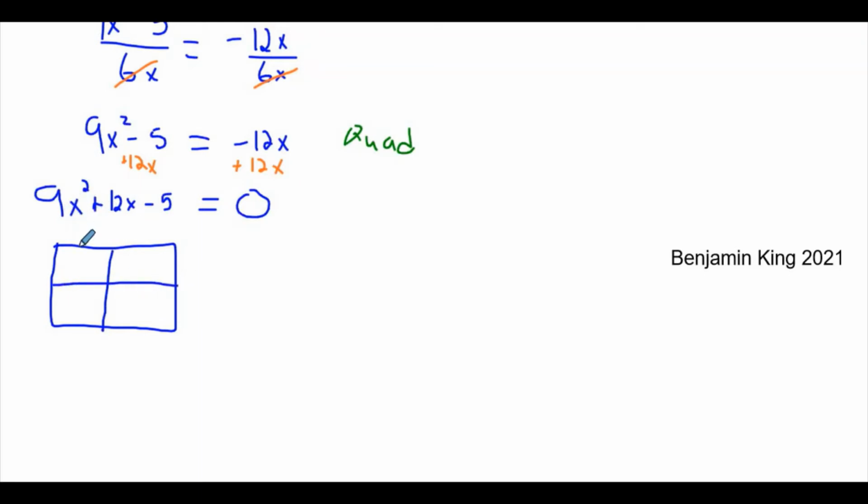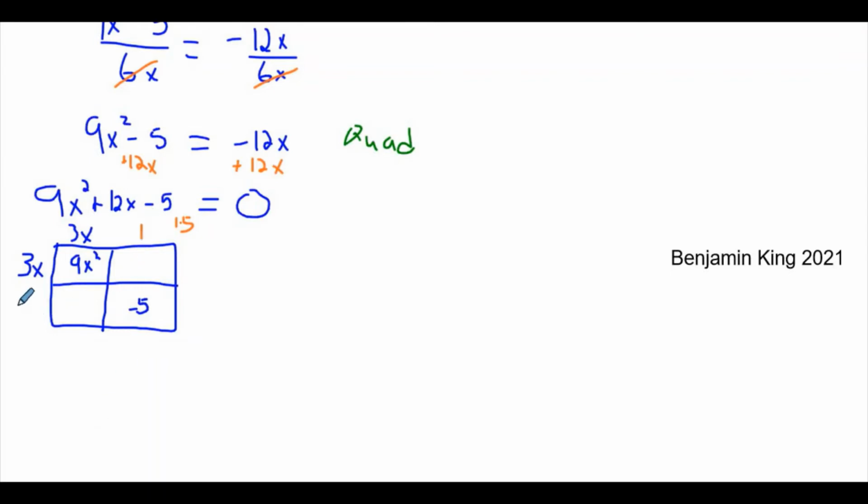I'm going to try for 9x squared, which is locked in. Remember, we lock in 9x squared. We lock in negative 5. I'm going to try 3x and x. Again, if it doesn't work, that's okay, right? That's what we have to learn about any method for factoring. There is a little trial and error. So 5 can only be created by 1 times 5. So we don't have a lot of options here.